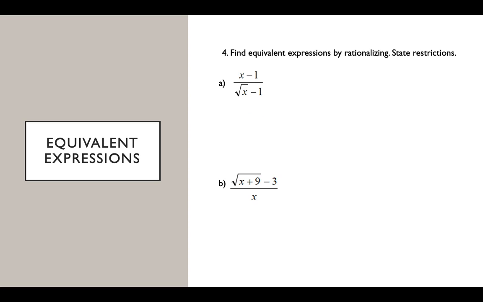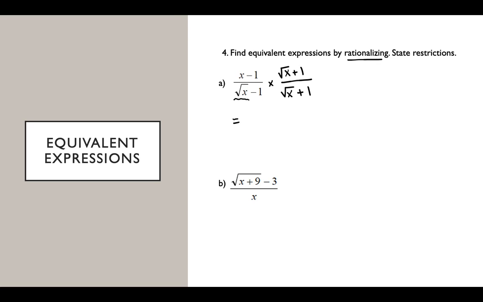So number 4, it says find equivalent expression by rationalizing. They don't tell you to rationalize the numerator or denominator. You decide depending on where the radical is located. So number 4a, we have to rationalize the denominator. Okay, so we're going to multiply. In this case, I'm going to multiply the conjugate radicals. So it will be square root of x, and the opposite of minus will be plus 1. Square root of x plus 1.